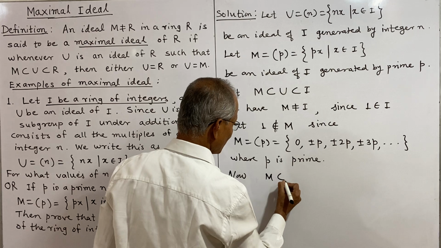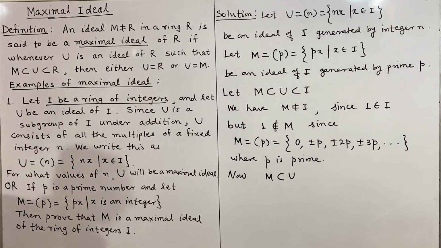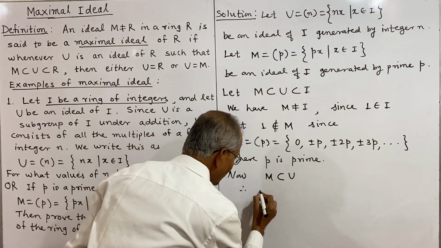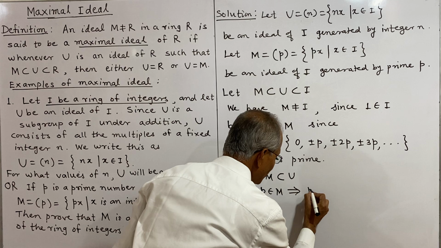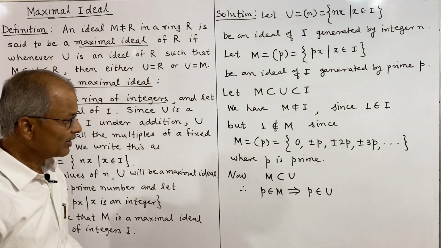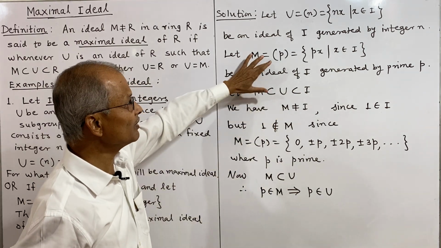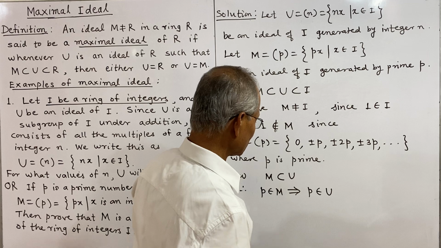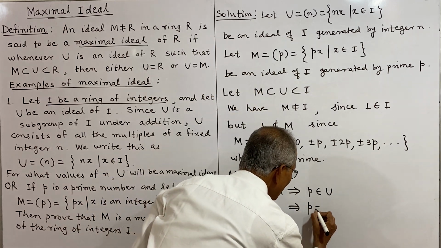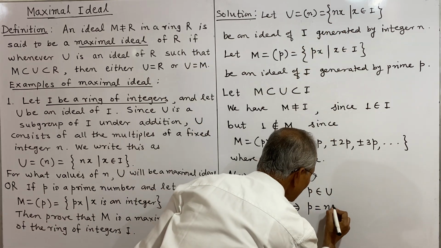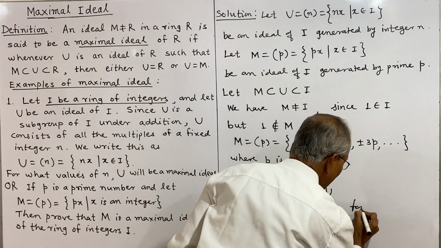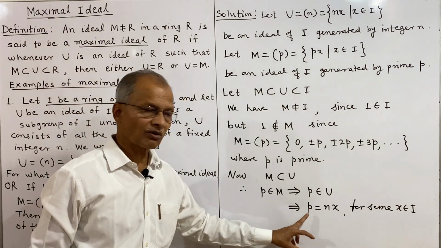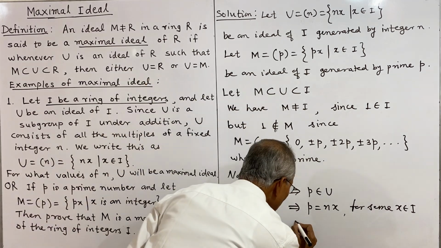Now M is a subset of U, this we have considered. Therefore, if p is in M, then p is in U. So p belongs to M implies p belongs to U. Subset relation: every element of M is an element of U. That is true because every prime is an integer, and this is the set generated by an integer. So p belongs to M implies p belongs to U, and this implies p is of the form nx, p is equal to nx for some x belonging to I. And p equal to nx means n is a divisor of p from number theory. This is the definition of divisibility.